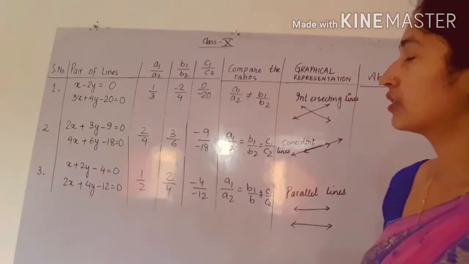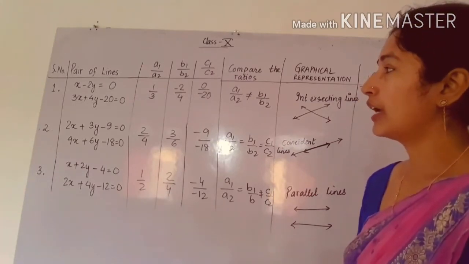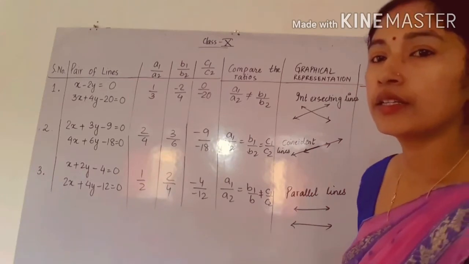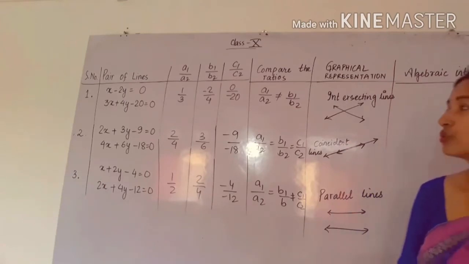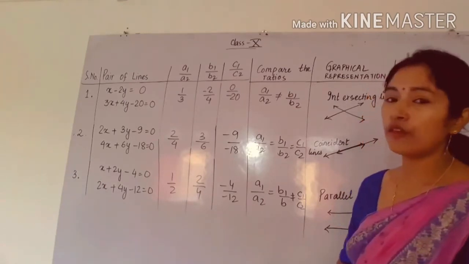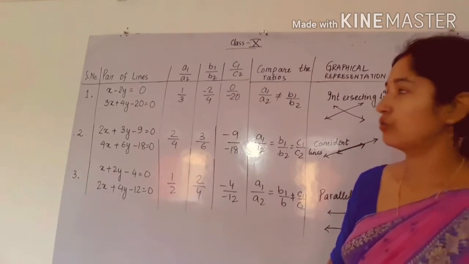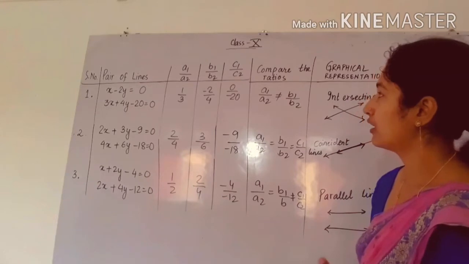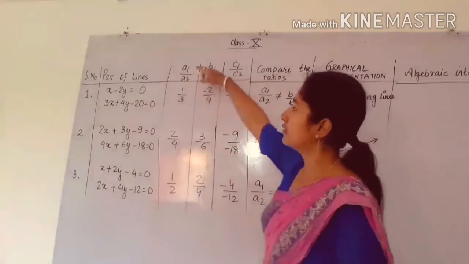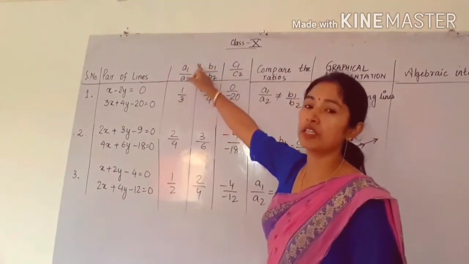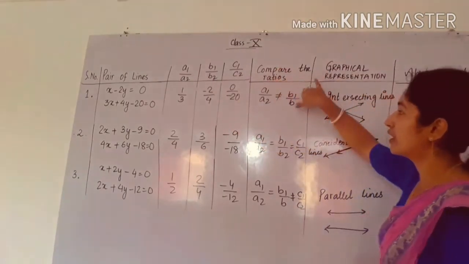So first we have the pair of lines. See, in the first condition we have x minus 2y equal to 0, and the second equation is 3x plus 4y minus 20 equal to 0. In this, first of all we will find a1, a2, b1, b2, c1, c2. Then next we will find the ratios: a1 by a2, then b1 by b2, then c1 by c2. Then next we have to compare the ratios.